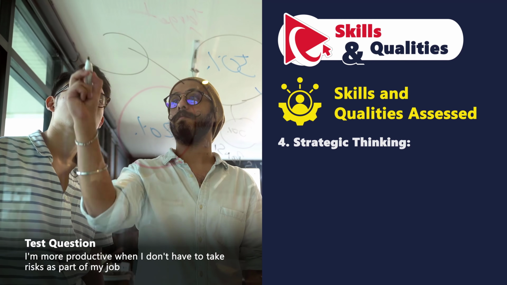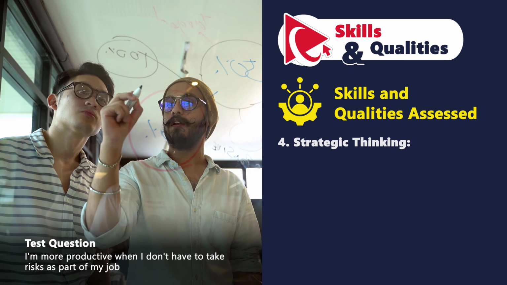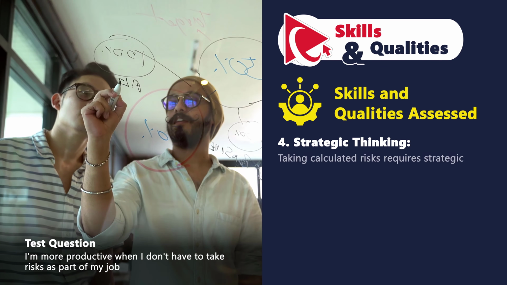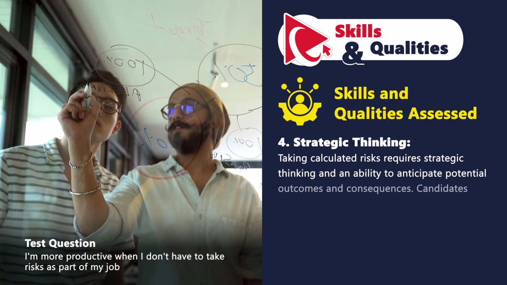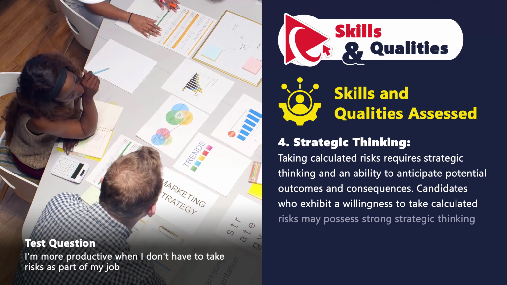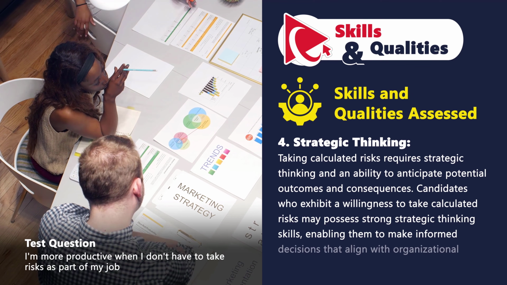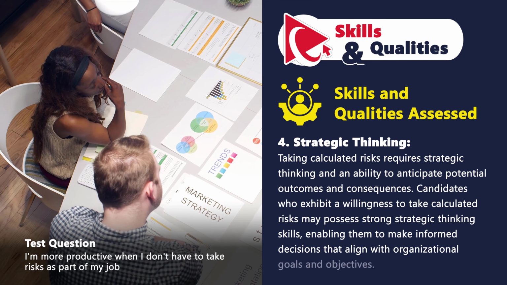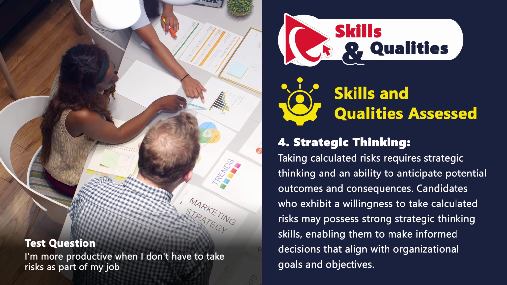Strategic thinking, which is also assessed as part of this question, is a big item on the list of employers. Taking calculated risks requires strategic thinking and an ability to anticipate potential outcomes and consequences. And candidates who exhibit a willingness to take calculated risks may possess strong strategic thinking skills, enabling them to make informed decisions that align with organization goals and objectives.